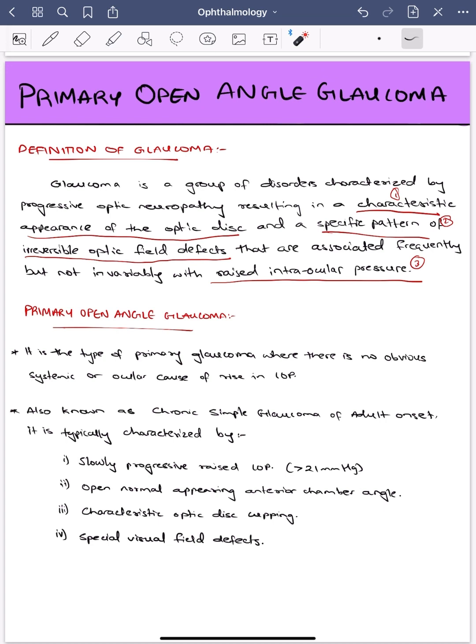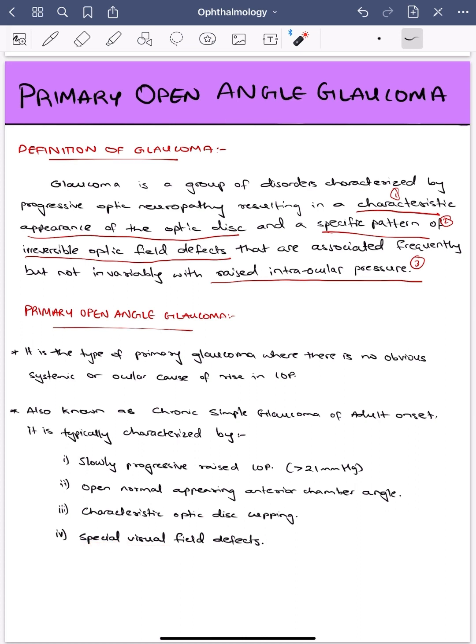Now, in this lecture, we'll be discussing primary open-angle glaucoma. It is the type of glaucoma where there is no obvious systemic or ocular cause in rise in intraocular pressure. If there is any specific systemic or ocular cause, then it is known as secondary open-angle glaucoma. Primary open-angle glaucoma is also known as chronic simple glaucoma of adult onset, and it is typically characterized by four things. The first is a slowly progressive raised intraocular pressure. The second is an open, normal appearing anterior chamber angle. The third is characteristic optic disc cupping, and the fourth is special visual field defects.